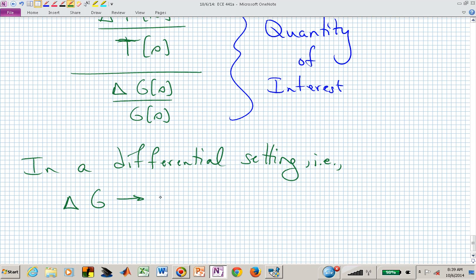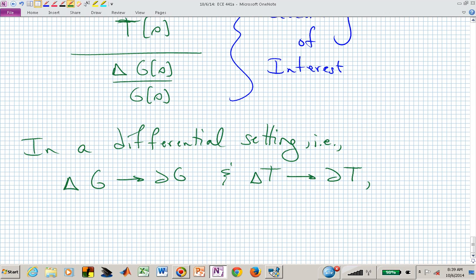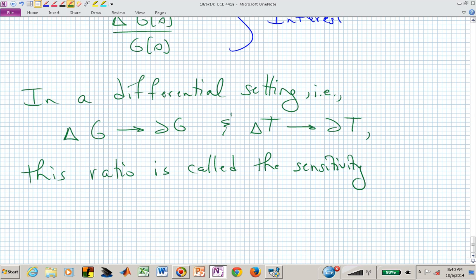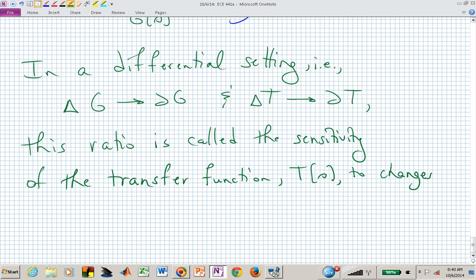So let's now say in a differential setting, that is, let's let delta G go to del G and delta T to del T. In a differential setting, if we let delta G be del G and delta T be del T, this ratio that we just identified up above is actually called the sensitivity of the transfer function, which we're labeling as T of S, to changes in the plant, which we are labeling as G of S.